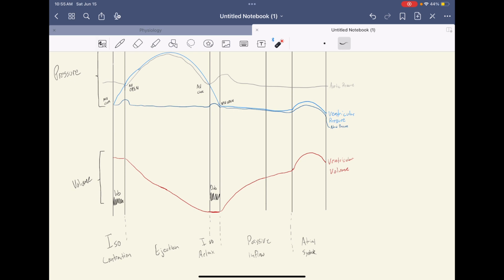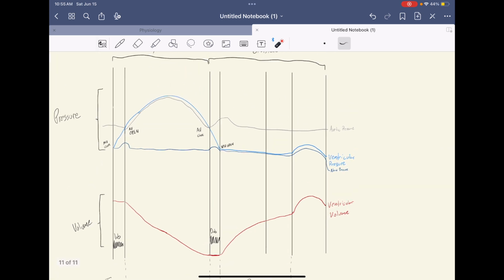So this first space here is what we call isovolumic contraction. This next bigger gap is the ejection period. This next small one is the isovolumic relaxation. This section here that spans these two barriers is passive inflow. And then we have the atrial systole section of the graph.